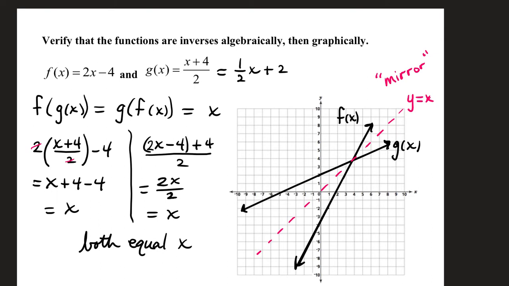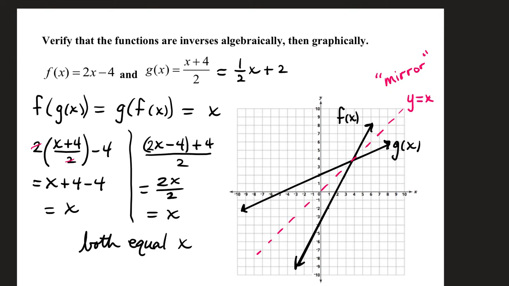Verify that the functions are inverses algebraically and then graphically. Let's focus on the two functions given. We have 2x minus 4. That's our f of x function. G of x is defined as (x plus 4) over 2. If you were to split these terms up using 2 as a common denominator, you would get 1/2 x plus 2. That'll actually help us when we get ready to do the graphing.